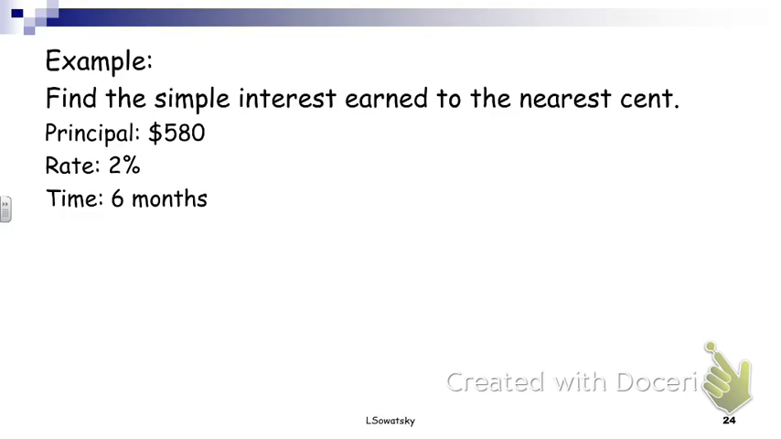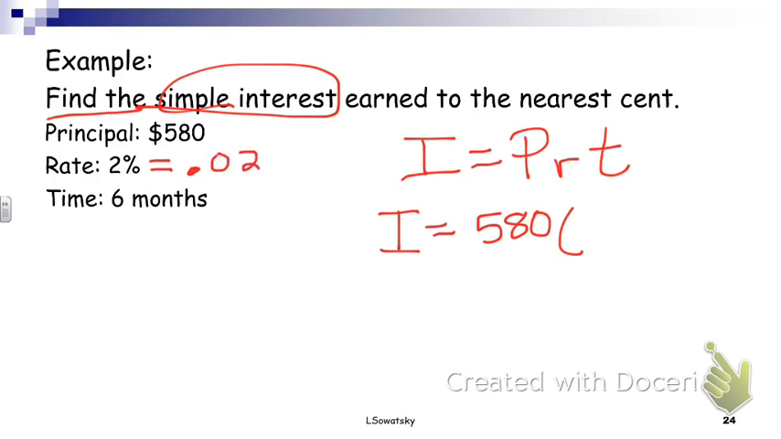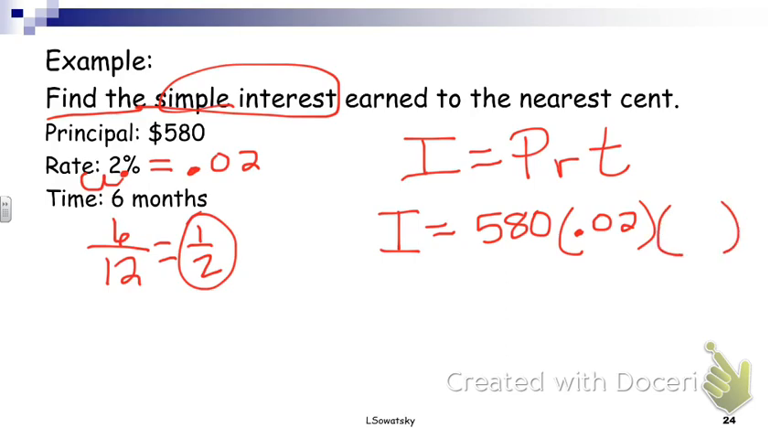Alright, this one's a similar problem, slightly different with the time, and it's set up a little bit differently. You're given the principal is $580, rate is 2%, time is 6 months. So we're still going to use I equals PRT. We're finding the simple interest. Principal is $580. The rate, don't forget to change that to a decimal, so this will be 0.02 because we go back 1, 2, and then fill in with 0. Times 6 months, but we really want it in years. So you figure out how many months there are in a year, and there's 12 months. So you have 6 over 12, which reduces to 1/2. This is what we're going to put in for our time, 1/2.